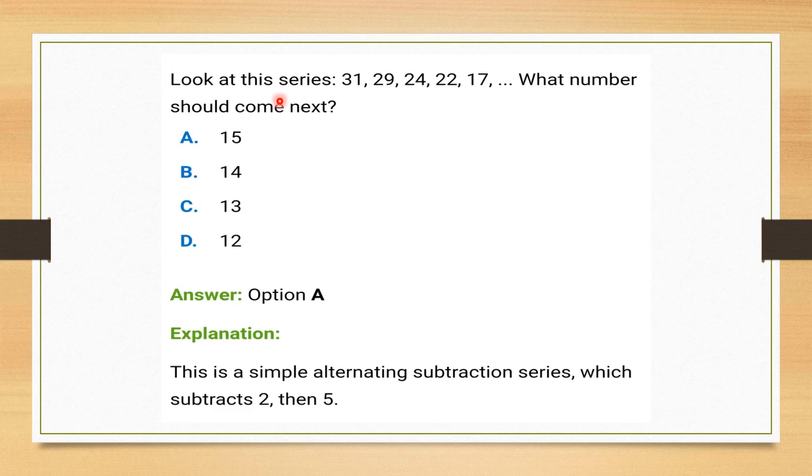Our next series is 31, 29, 24, 22, 17, and what number should come next over here? Now if we see the difference between 31 and 29, it comes to 2. Then 29 minus 24 is 5. Again it's 2, again it's 5, again it will be 2 less. 17 minus 2 is 15. So the answer is 15, option A.